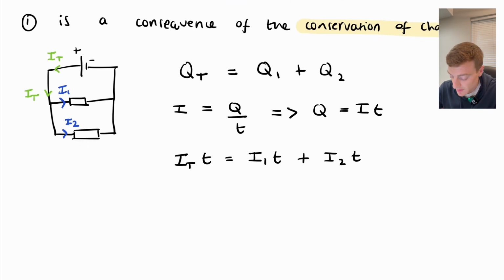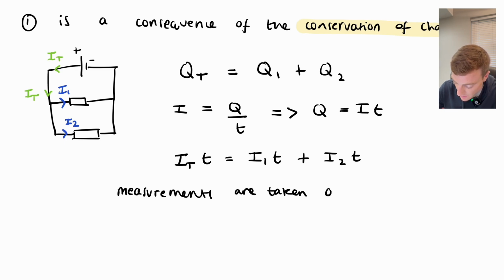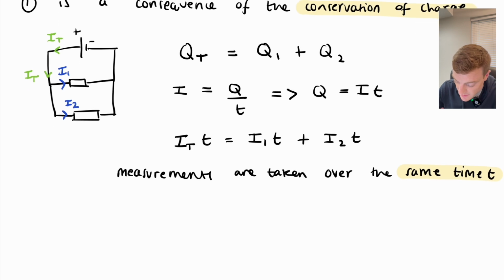Now the next point is really important, and it's what gets you the mark in the exam, and that's to say measurements are taken over the same time t. Now this gets you 1 mark. And what this means is that because all the times are the same, we can just cancel through by t. So we get that the total current is equal to the current in loop 1 plus the current in loop 2.